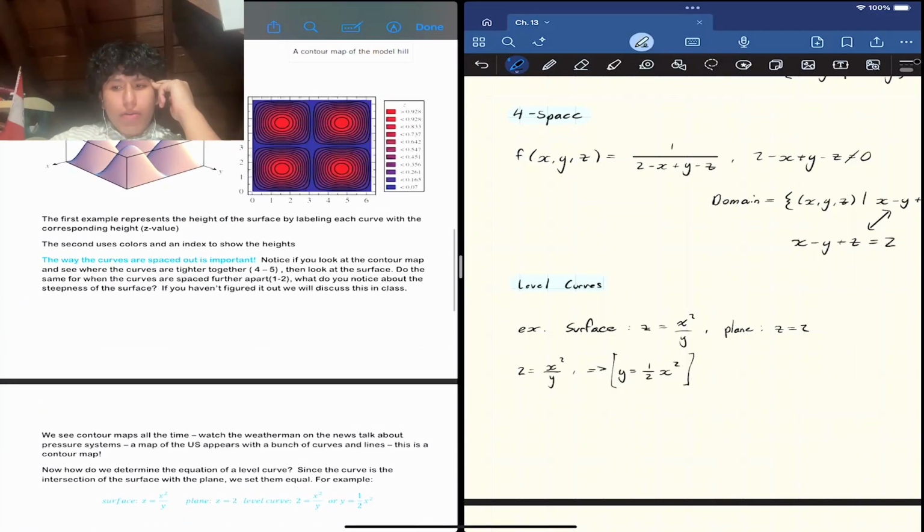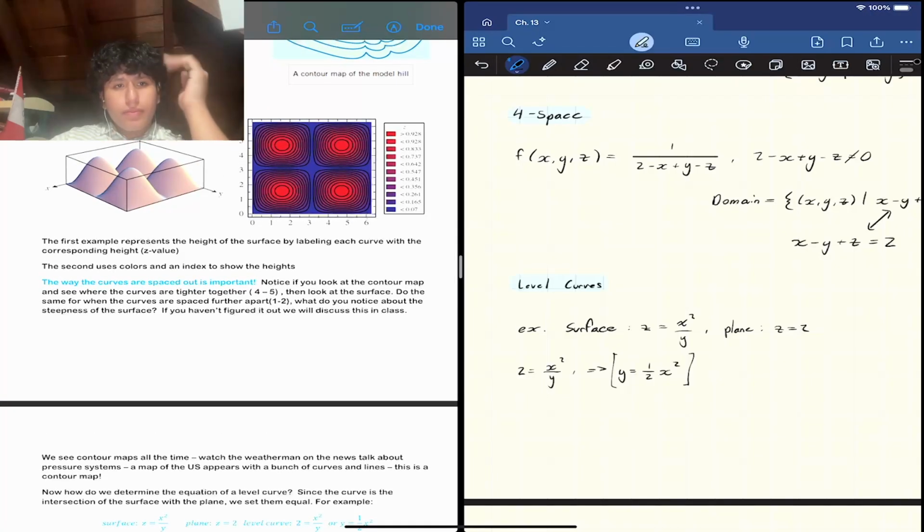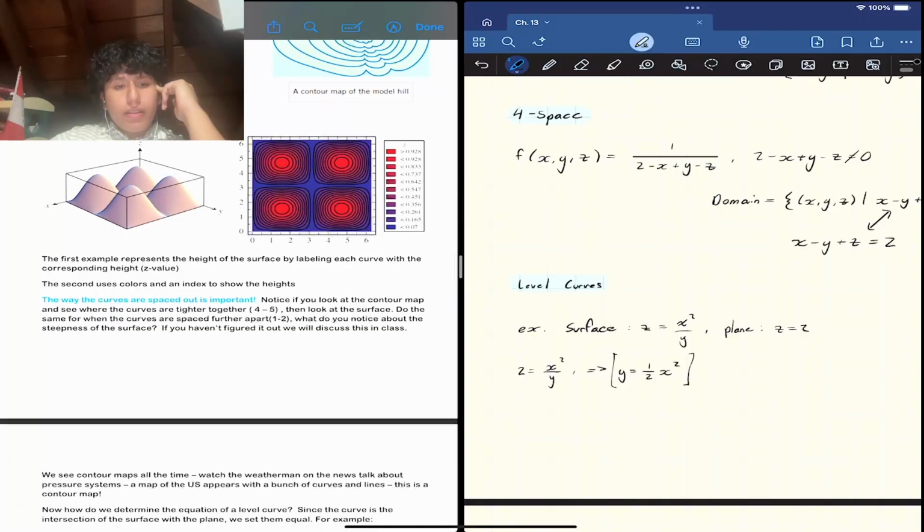The more spaced out they are, the less steep it is. The tighter they are, the steeper it is. That's pretty cool.